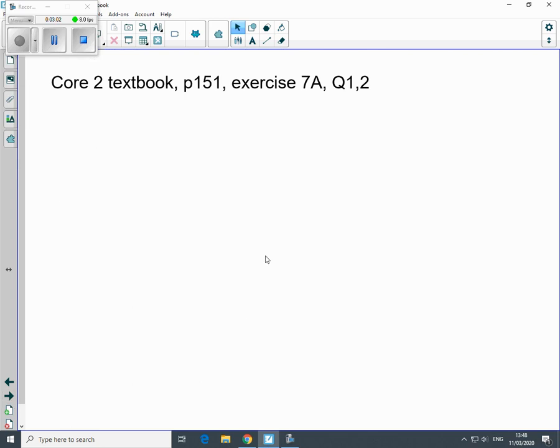Once you've done this, there are some questions to practice on in the Core 2 textbook, page 151, exercise 7a, questions 1 and 2.